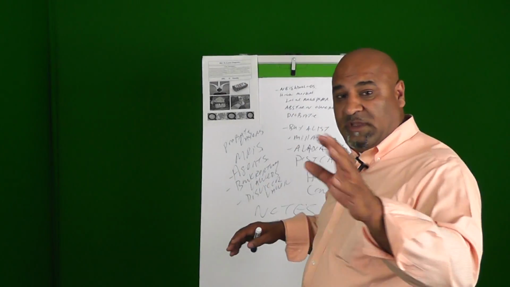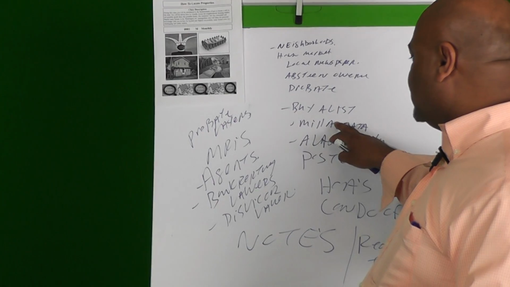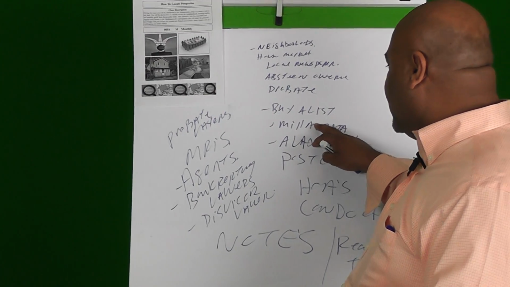Google is your best friend. Google is your best assistant. Google anything and everything, stuff will come up. Then you just got to dig through it, okay? How to locate properties. Okay, look at the list. Look to see what's selling in the neighborhoods.